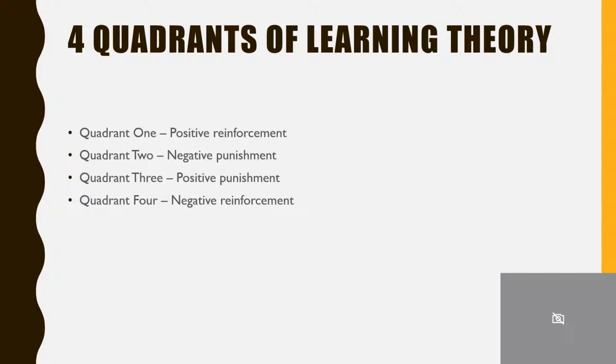Quadrant 1 is positive reinforcement. Quadrant 2 is negative punishment. Quadrant 3 is positive punishment. And Quadrant 4 is negative reinforcement.